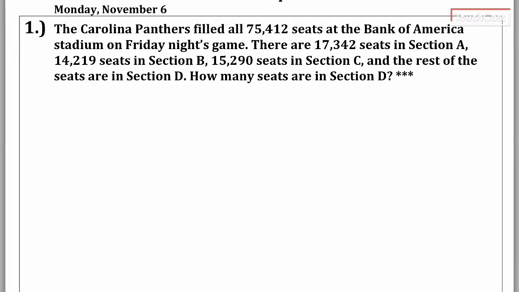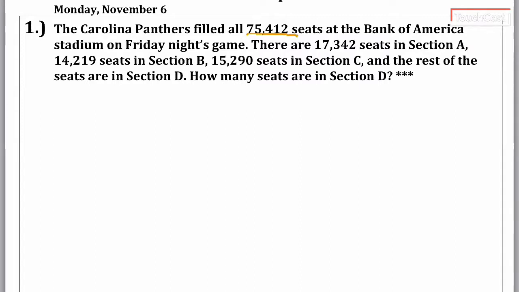So if you need it, read it twice. Please read it twice. My class knows I like to tell you to read it thrice, which means read it 3 times if you need to. The main thing you need to realize when you're reading this problem is that you're looking for the difference, because we're trying to figure out what Section D is, and we already have our total, which is 75,412.